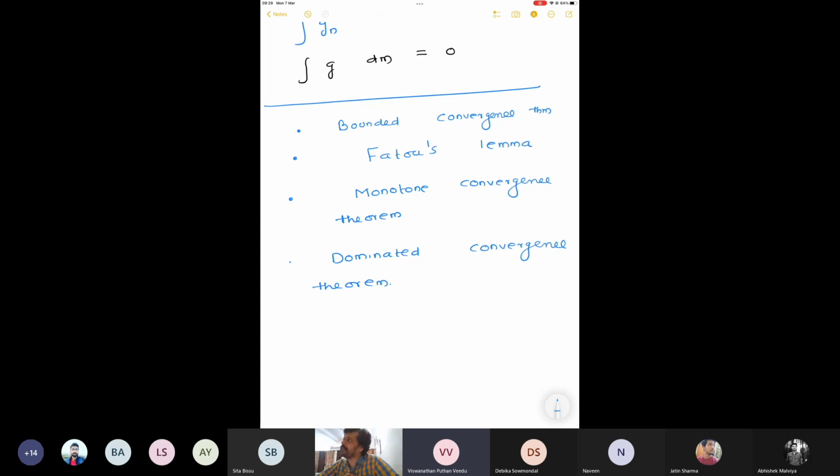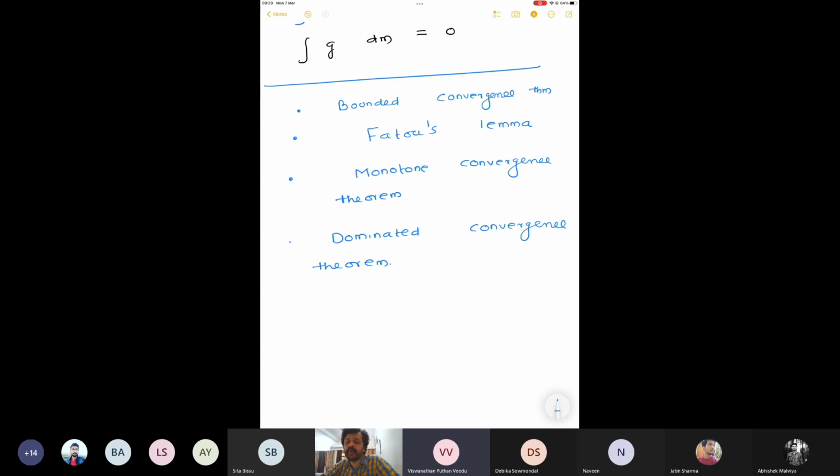Next, monotone convergence theorem. What could be the condition, the hypothesis? The sequence fn that you are taking is a monotone sequence: fn less than or equal to fn plus 1. In that case, roughly what you can say is that the integral of fn will converge to the integral of f.